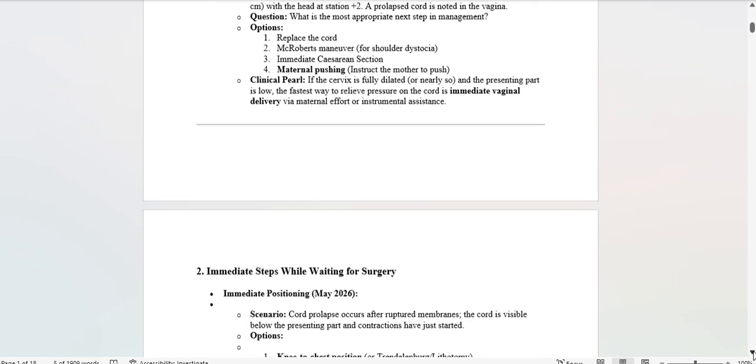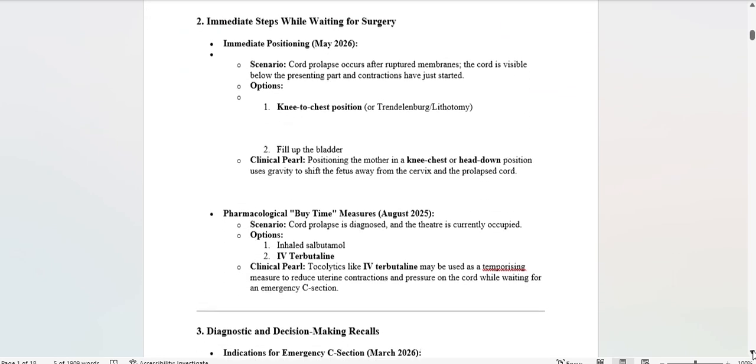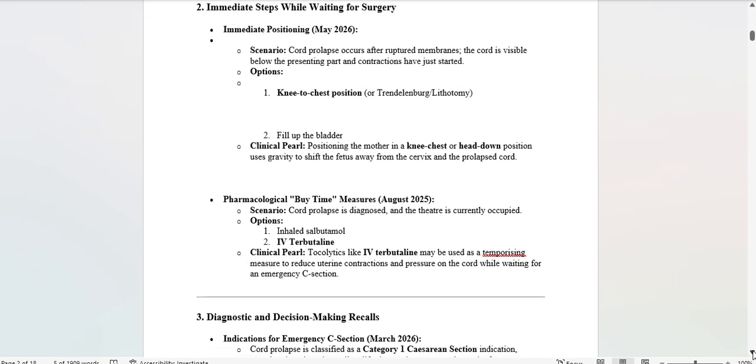Okay, this is understood. So the next question: cord prolapse occurs after rupture of membranes. The cord is visible below the presenting part, and contractions have just started. Options: knee to chest position or fill up the bladder. So definitely the most important is knee to chest position. Positioning the mother in knee chest or head down position uses gravity to shift the fetus away from the cervix and the prolapsed cord.